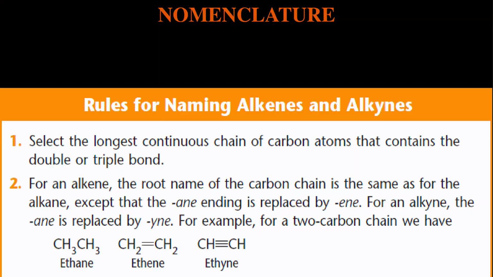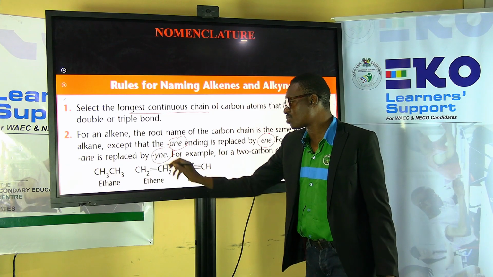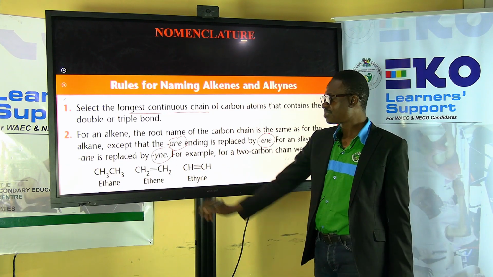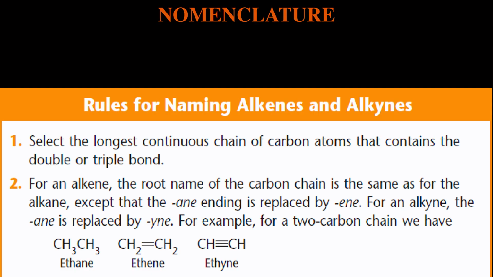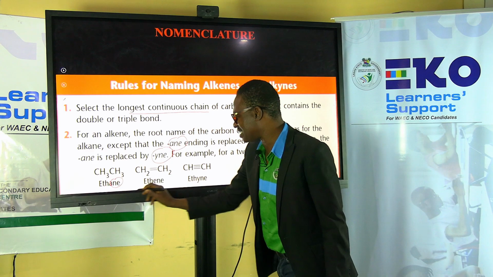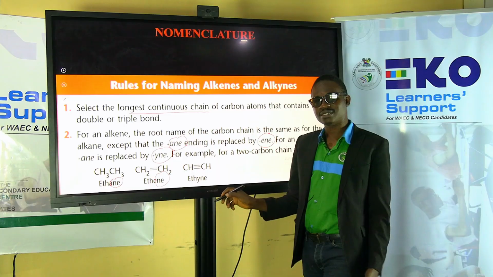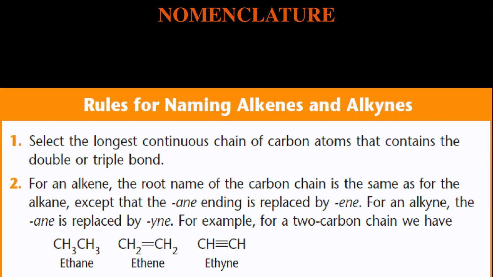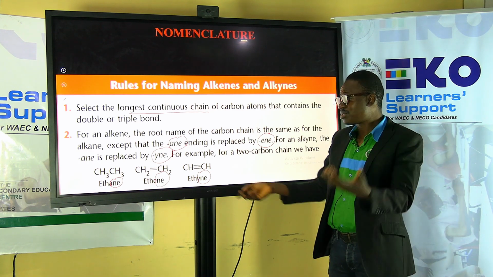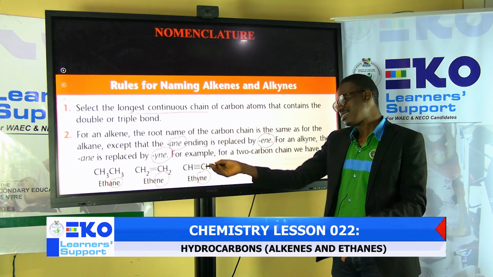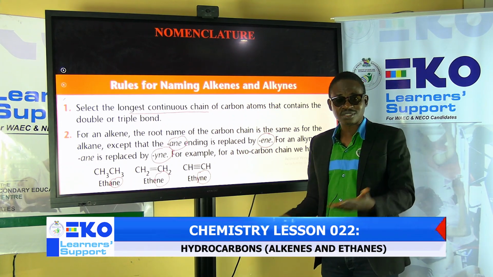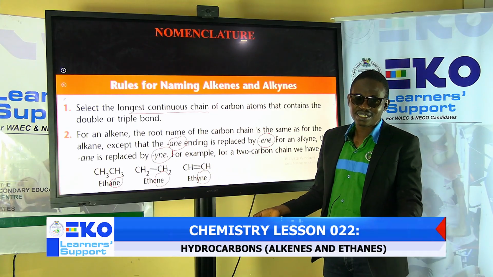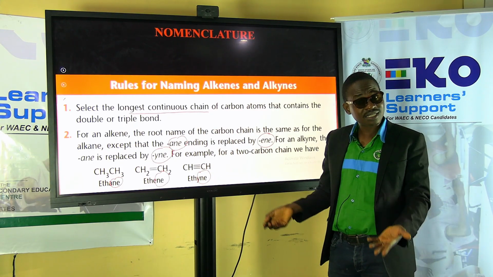ENE and YNE. Please note that. A good example is what we show. The ANE of ethane from alkane has turned to ENE when it gets to the double bond, and the ANE is turned to YNE when it gets to alkyne. It's so simple. Once you know alkane, it's easy for you to start naming other compounds by just replacing ANE with either ENE or YNE, as the case may be.